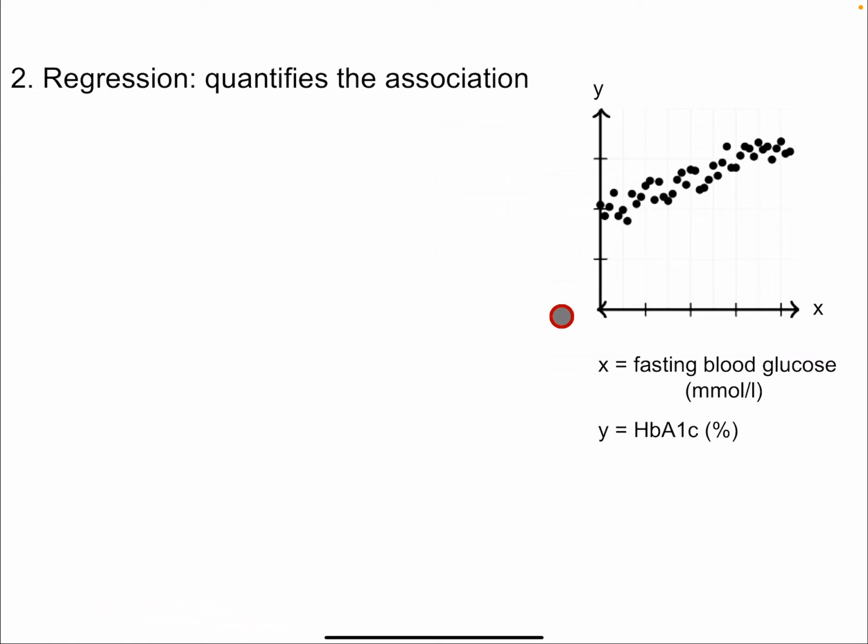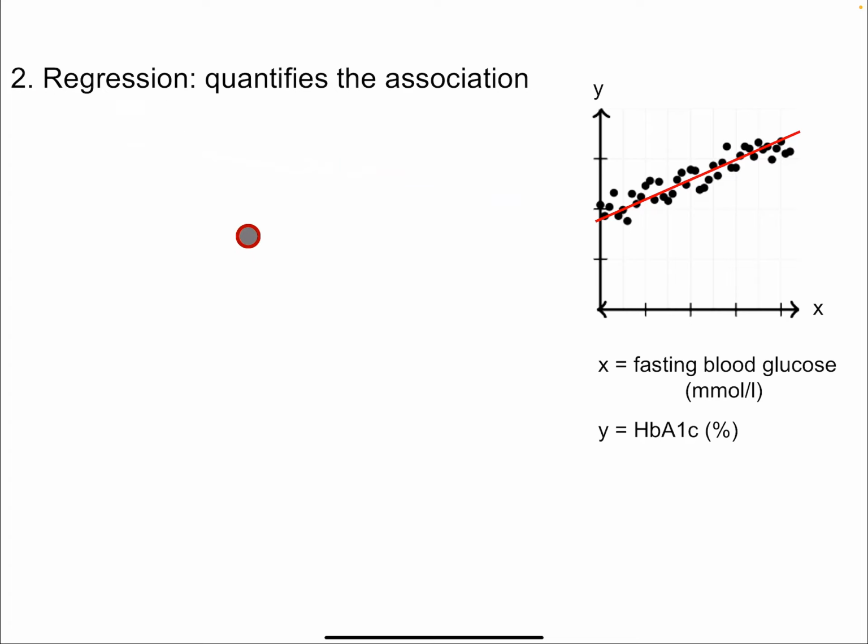This data represents the relationship between HbA1c level and the fasting blood glucose level. If we just eyeball it, it seems these data points can be fit by a straight line. How do we describe this line? This task is called regression.